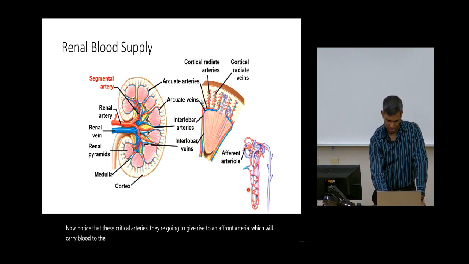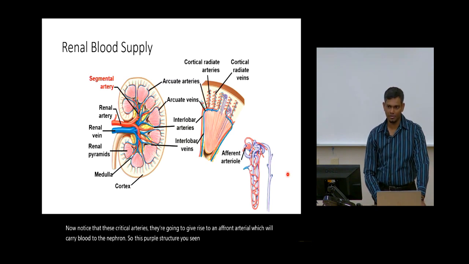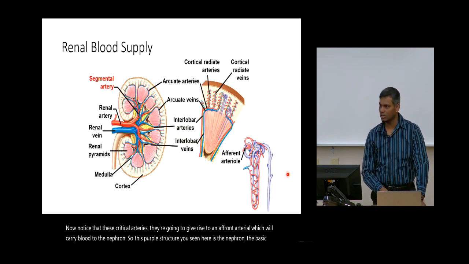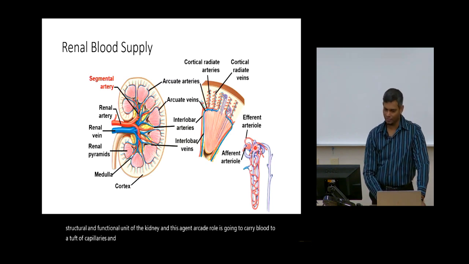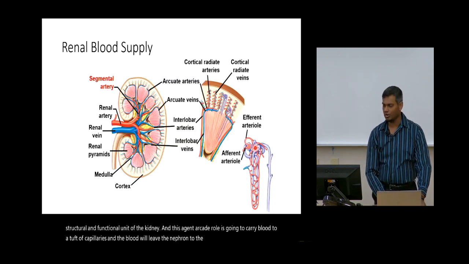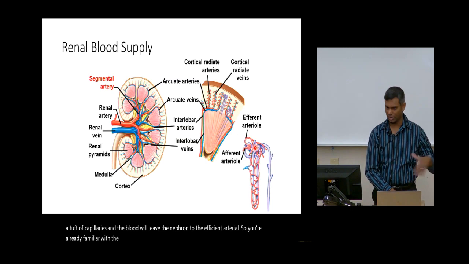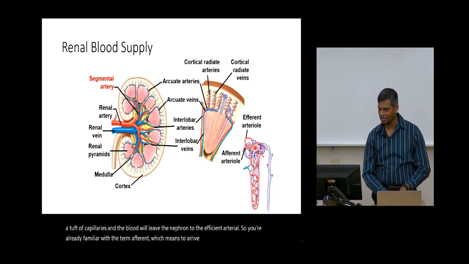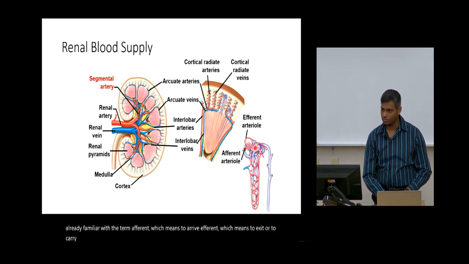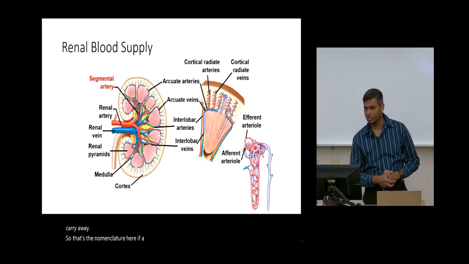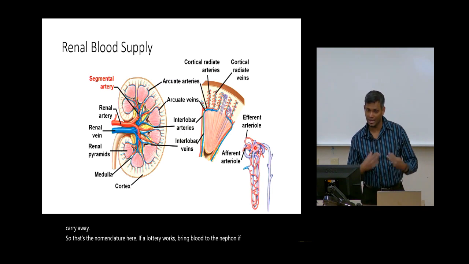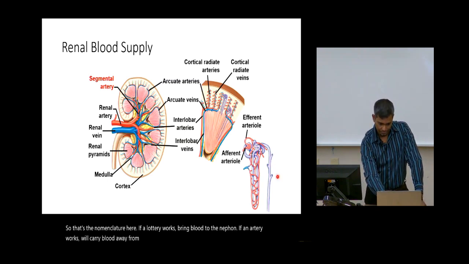So this purple structure you see here is the nephron, the basic structural and functional unit of the kidney. And this afferent arteriole is going to carry blood to a tuft of capillaries, and the blood will leave the nephron through the efferent arteriole. So you're already familiar with the term afferent, which means to arrive, efferent, which means to exit or to carry away. So that's the nomenclature here. Afferent arterioles bring blood to the nephron, efferent arterioles will carry blood away from the nephron.